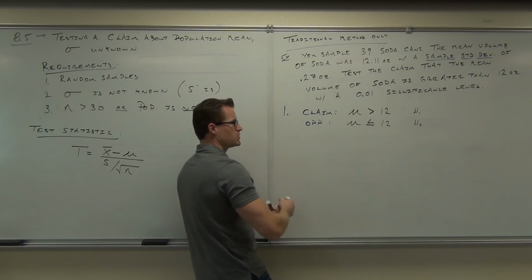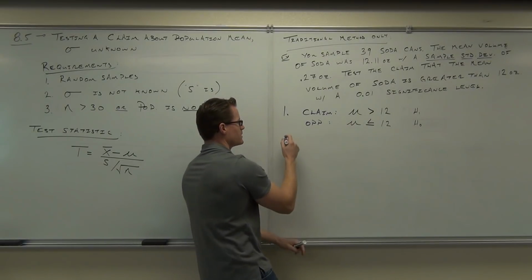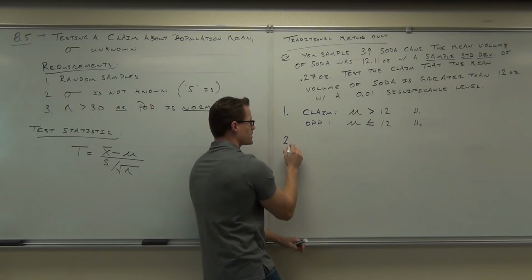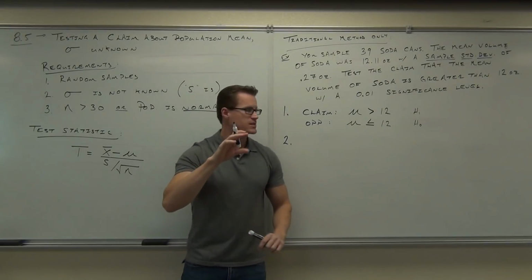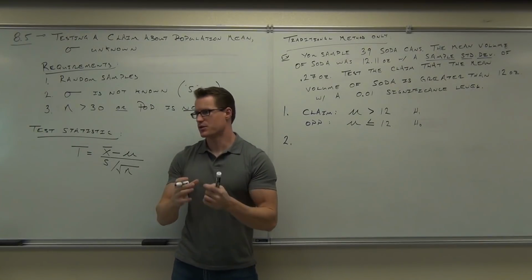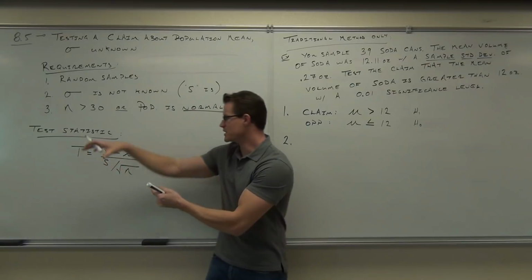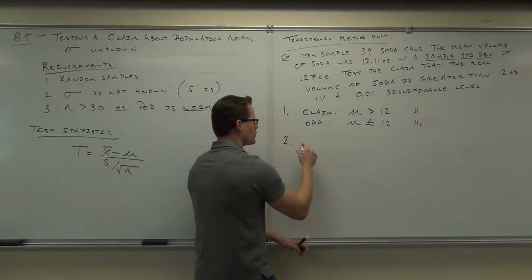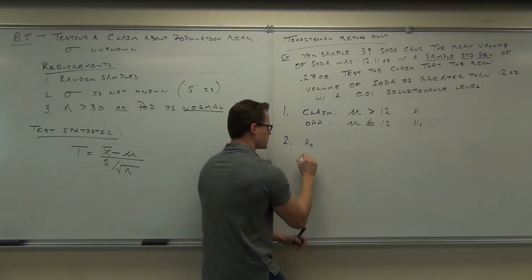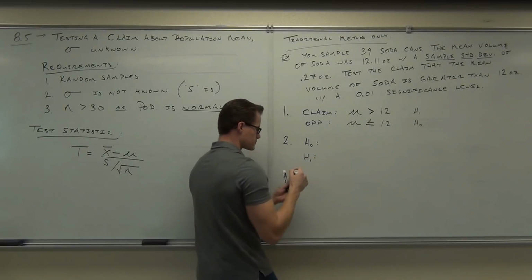Let's look at step number 2. It's basically just a restatement of these things. But it's important because we replace the less than or equal to with an equality, and that gives us the information we need for our test statistic. So we'll want our h sub 0 first, then we'll want our h sub 1.